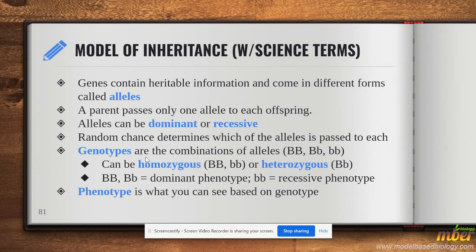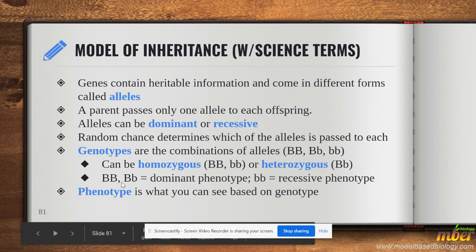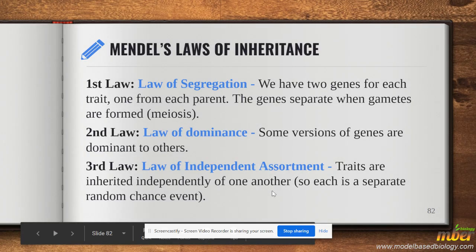So genotypes are the combinations of alleles: big B big B, big B little b, and little b little b. They can be homozygous, 2 big B's or 2 little b's, or heterozygous, where they're mixed, so big B and a little b. Big B big B and big B little b equal a dominant phenotype, while little b little b equals a recessive phenotype. A phenotype is what you can see based on the genotype.